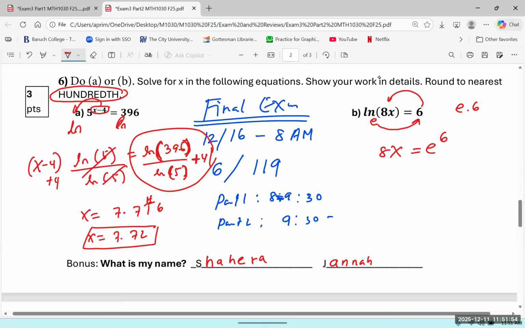e is a number, okay? So the calculator will multiply it for you if you don't tell the calculator it's the power, not multiplication. So you divide by 8. You punch this in the calculator. And the answer is 50 point what? 43.